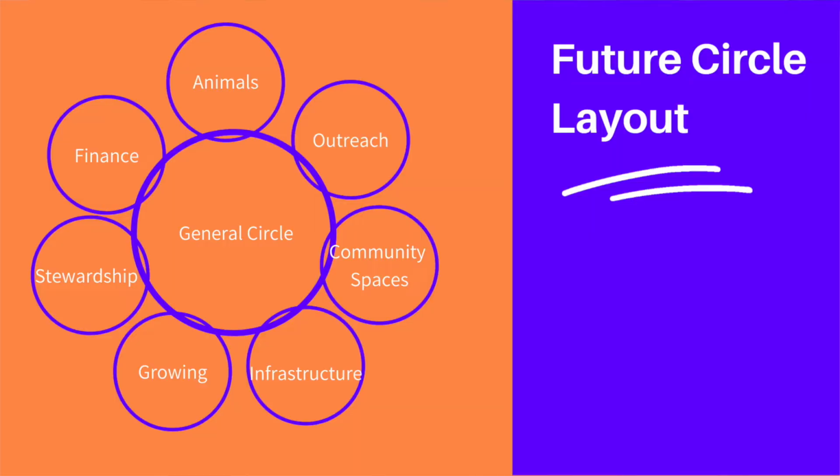Right now we have the 4 sub-circles where we're splitting up our tasks and responsibilities, but we've already thought forward into what this is going to look like expanded when we A, have more people, and B, have more responsibilities. So you can see that same general circle, and now outside of that are 7 sub-circles. These are going to be the main components of what we work with on a day-to-day and month-to-month basis. So we have our animals, we have outreach, community spaces, infrastructure, growing, stewardship, and finance.